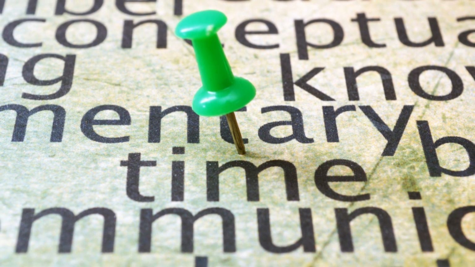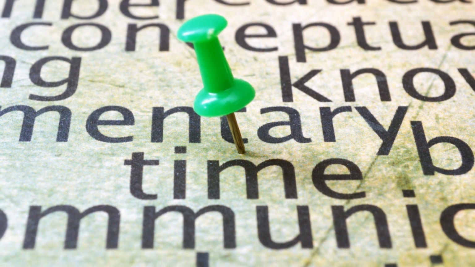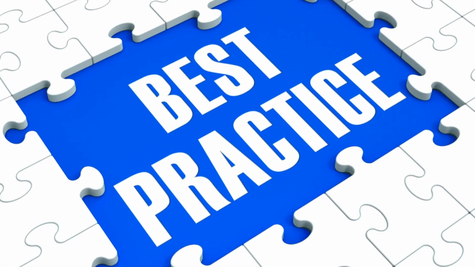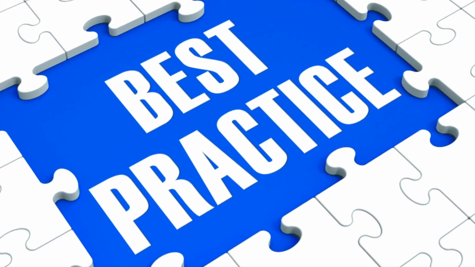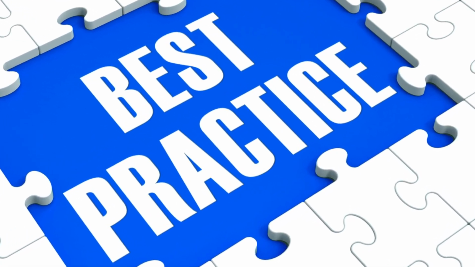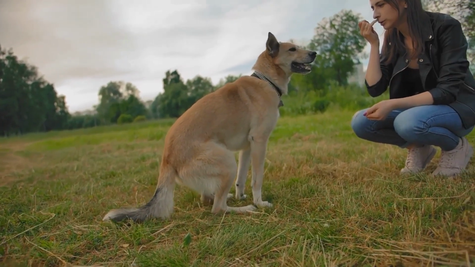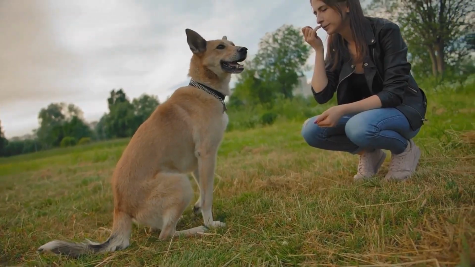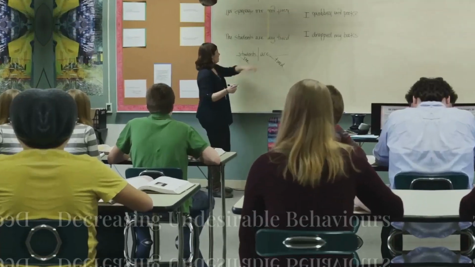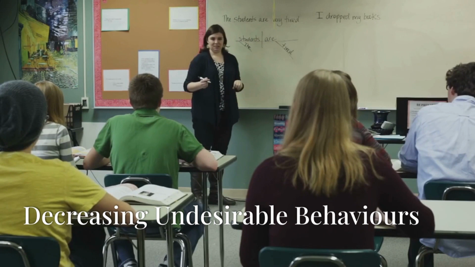The effectiveness of reinforcement depends on several factors, including the type of reinforcer used, the schedule of reinforcement, and the individual's motivation. Different individuals may respond differently to different types of reinforcers. Some individuals may be motivated by tangible rewards, while others may be motivated by social praise or recognition.